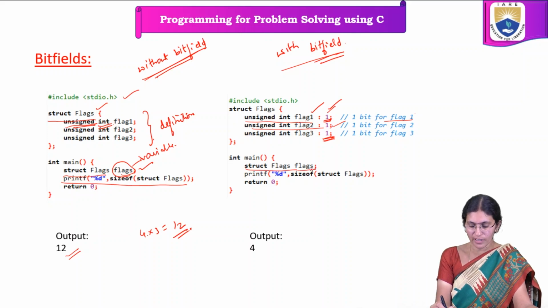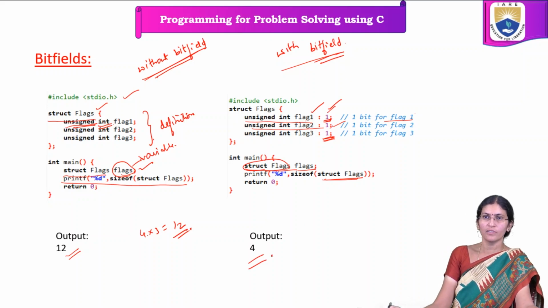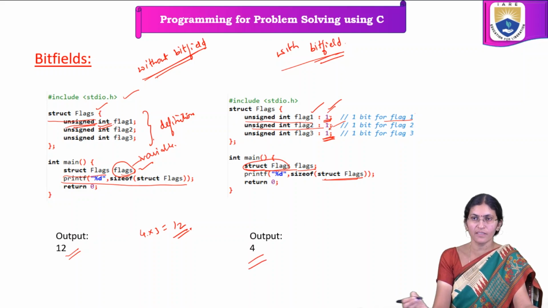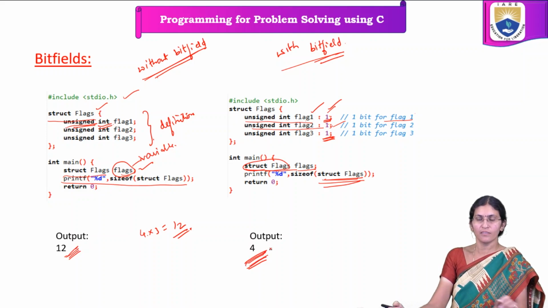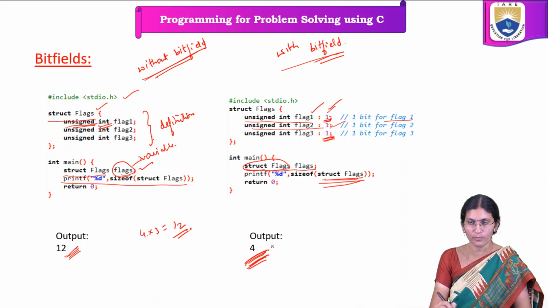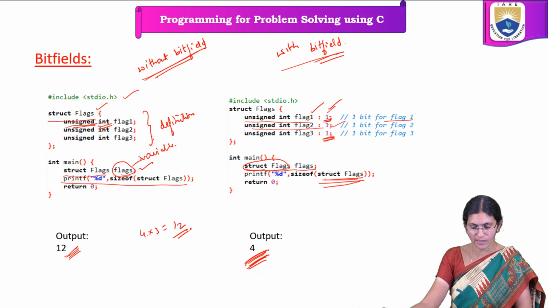So struct flags, we are creating a variable of this type of structure. When we try to print the size of this struct flags, you can see that the output of this program is 4. So why? Because we have used only 3 bits. Therefore the size of this structure, when specified with the help of bit field, is 4. Thus instead of using 12 bytes, we can use only 4 bytes. This is how we can optimize the memory, or memory can be utilized efficiently.